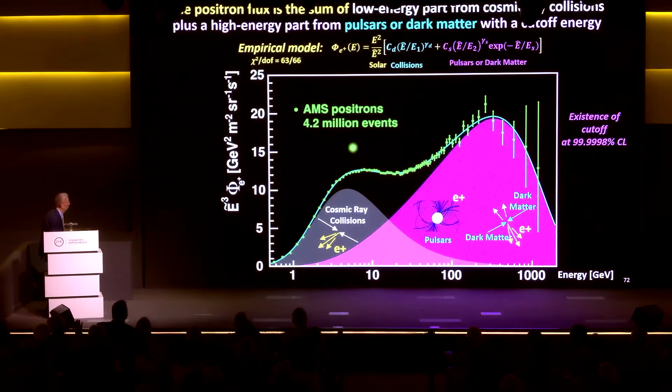But if you fit the data with an empirical formula, your empirical model says this spectrum is equal to a collision part, which is this part, plus another spectrum, but you must have a cutoff. Namely, the spectrum doesn't continue going up, it must cut off. And the confidence level is very close to 1.